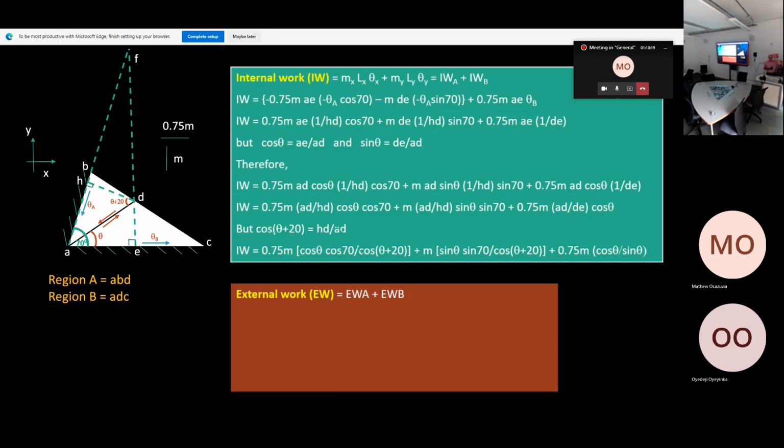The external work is the external work for region A plus the external work for region B. Or I can do the lot. What is the external work for this slab?